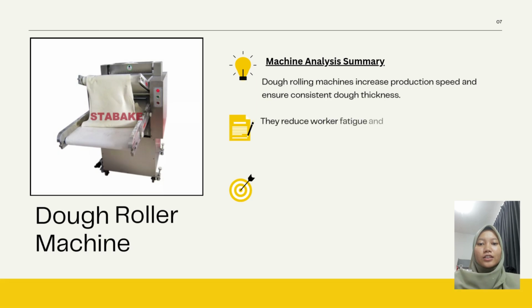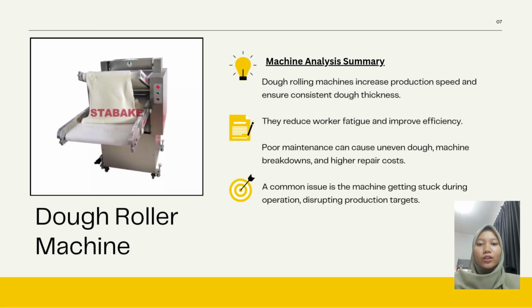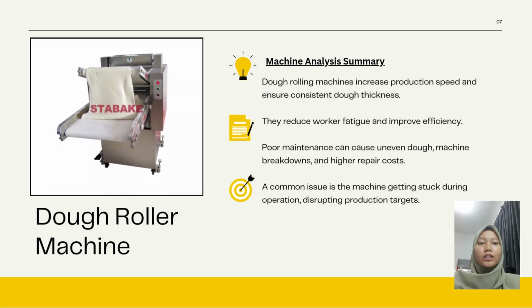To summarize, the dough rolling machine plays a critical role in bakery production because this machine can increase production speed and ensure consistent dough thickness. It can also reduce worker fatigue and improve efficiency. However, poor maintenance can cause uneven dough, machine breakdowns, and higher repair costs. So one common issue that the machine faces is getting stuck during operation, which disrupts production targets.